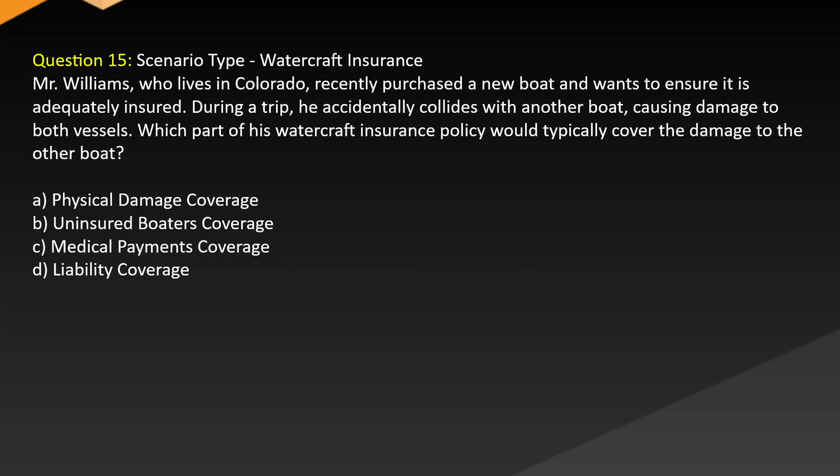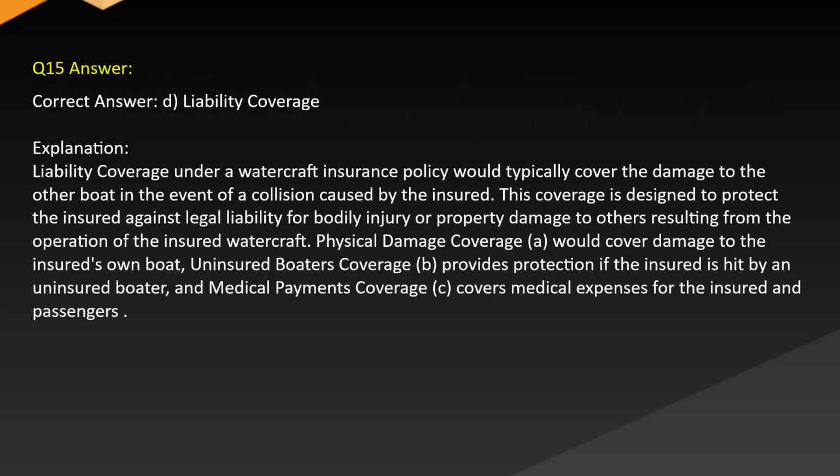Question 15. Scenario type. Watercraft insurance. Mr. Williams, who lives in Colorado, recently purchased a new boat and wants to ensure it is adequately insured. During a trip, he accidentally collides with another boat, causing damage to both vessels. Which part of his watercraft insurance policy would typically cover the damage to the other boat? A. Physical damage coverage. B. Uninsured boaters coverage. C. Medical payments coverage. D. Liability coverage.